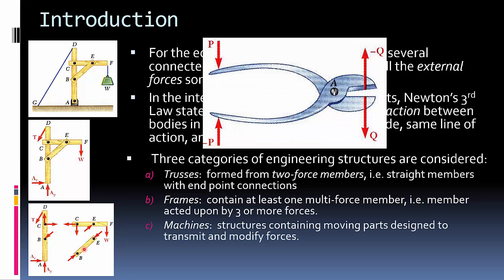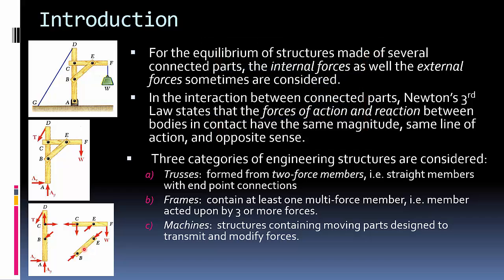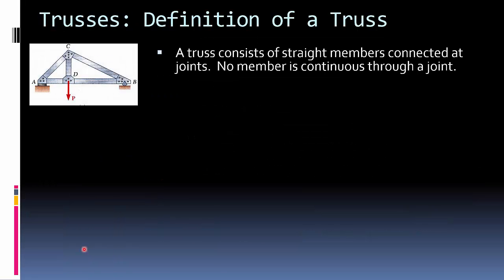Now, frames and machines are very similar. The difference is that machines are structures that contain moving parts and are designed to transmit and modify forces. But we're going to find the analysis is basically the same. Okay, so let's get started. Trusses. Let's talk about some definitions.